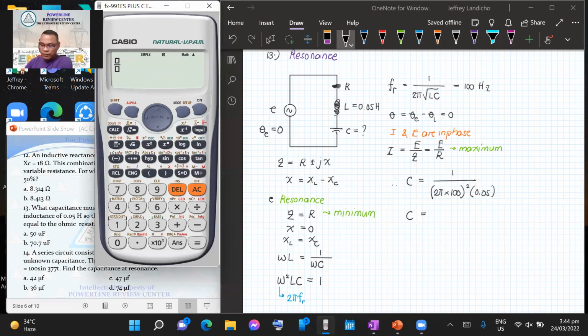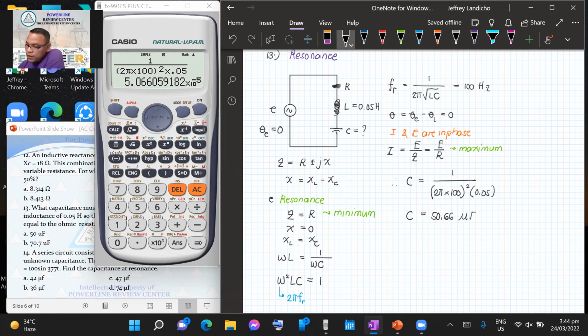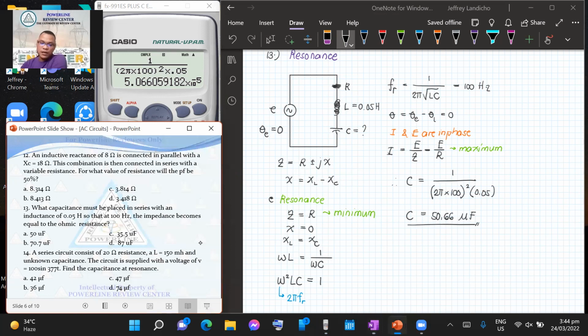So, meron tayong required capacitance. So, direct substitution na lang pala ito. 1 over 2 pi times 100, quantity squared, times 0.05. Meron tayong 50.66 microfarad. That should be the answer. 50.66, 50 microfarad will do. So that is at series resonance. Okay? So dalawa lang naman yung ating basic circuit, isang series at saka isang parallel. So mamaya, balikan natin ano ba behavior kapag parallel resonance.